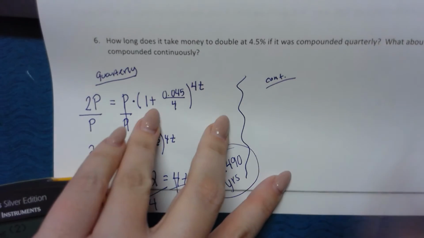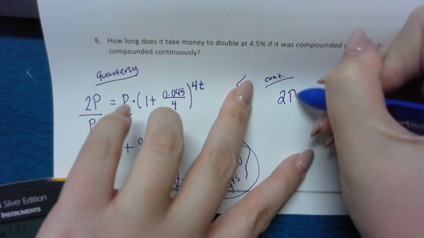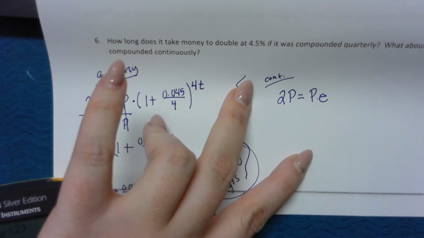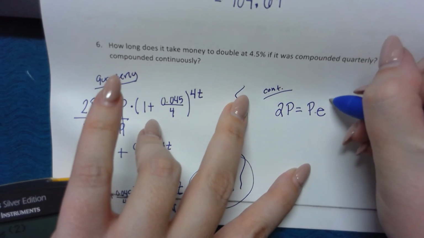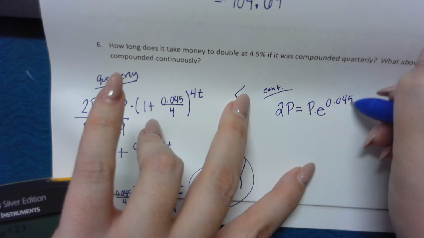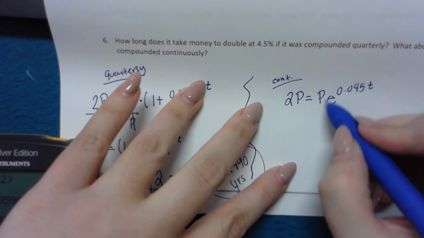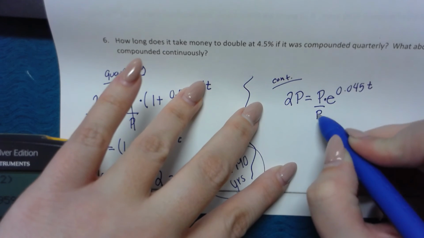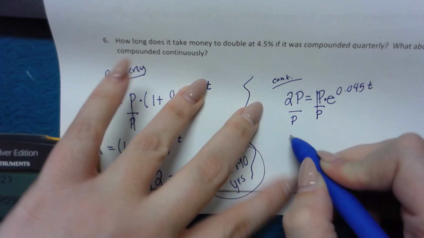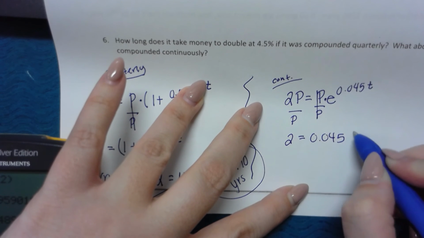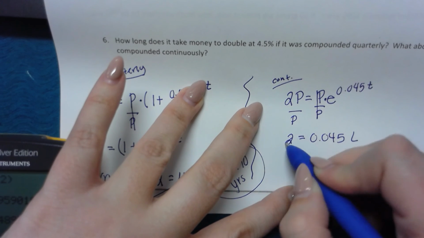Now we're going to do the same thing with continuous. So I want there to be double the amount of money that I put in, but this time our formula is P times e to the rt, and I don't know t. So same thing, I'm solving for t. This is P times e, so undo by dividing by P.